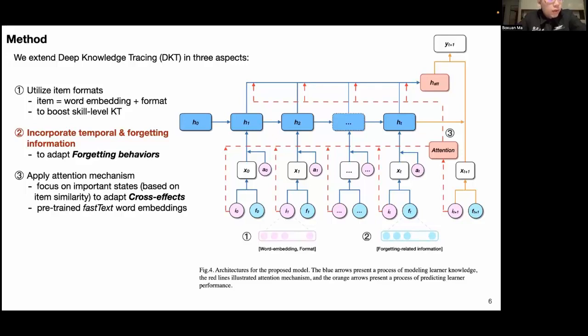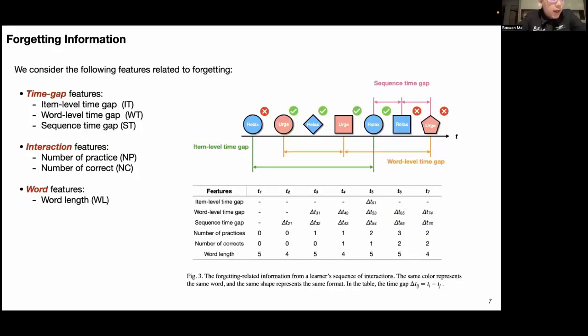We also incorporate multiple forgetting related information, so the model can consider forgetting and adapt performance to the learner's forgetting behaviors. So here we have considered different features related to forgetting in our work, including 3 time gap features and 2 interaction features and 1 word feature.